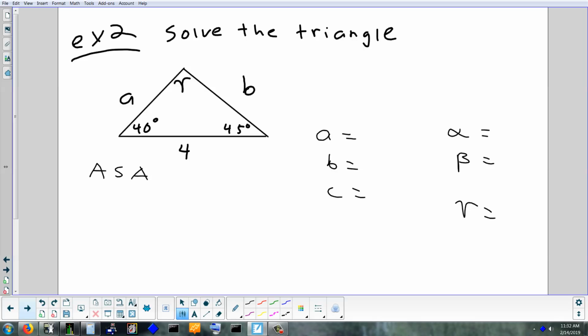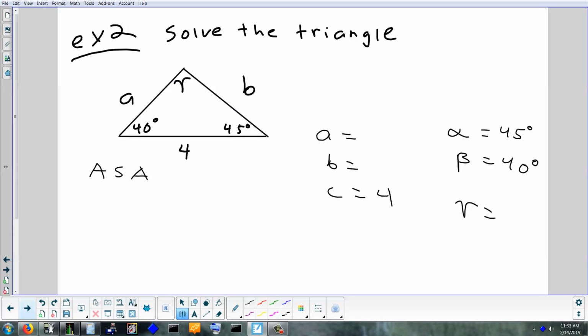All right, now they didn't label these 3 things, but I should be able to infer which one is which from their placement in the diagram. What's the 45 degrees? What is that? Alpha. It's across from A, so it must be alpha. 40 is across from B, so it must be beta. And then the 4 is across from gamma. So what's the 4? C.